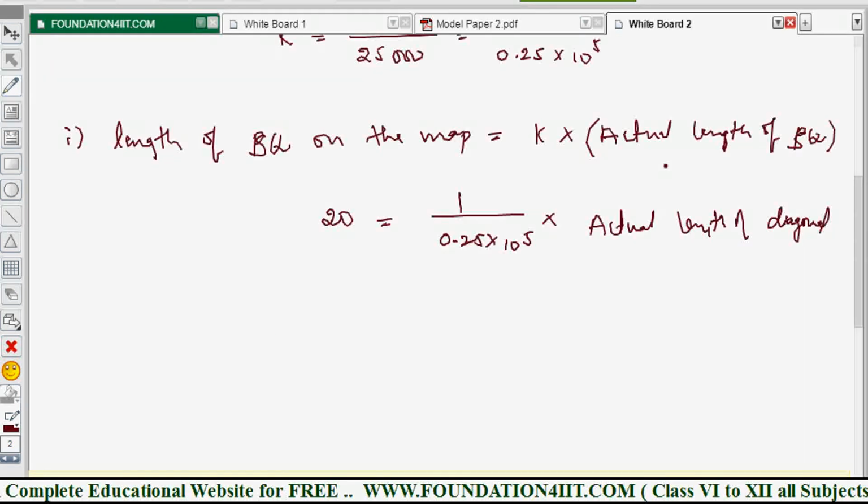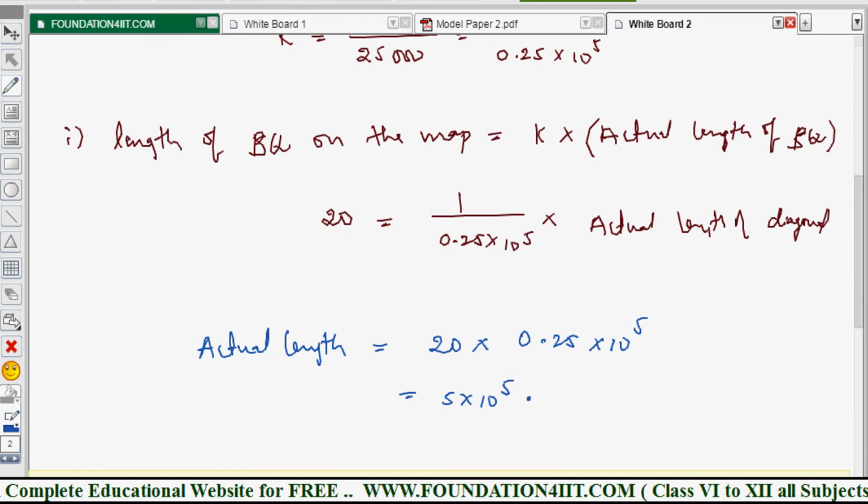Simplifying this, the actual length is equal to 20 into 0.25 into 10 to the power 5. 20 into 0.25 is 5, so 5 into 10 to the power 5 centimeters. Since 10 power 5 centimeters is equal to 1 kilometer, 5 into 10 power 5 is 5 kilometers. So the actual length is 5 kilometers.